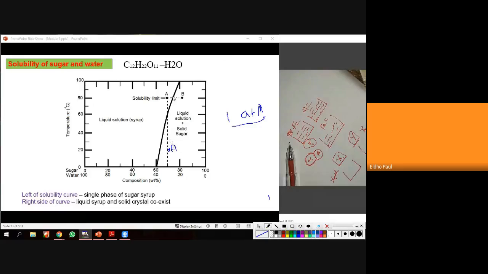At point B, again we can say that is also in equilibrium. This is another combination of temperature and composition where the particles are also in equilibrium. Similarly, any point in this diagram is an equilibrium state, which will be a combination of temperature and composition. Okay, that is the phase diagram.